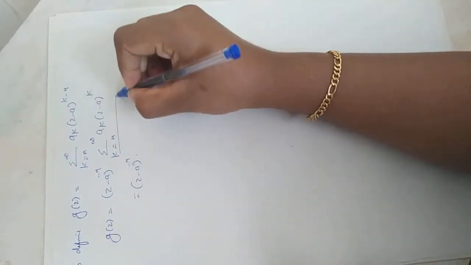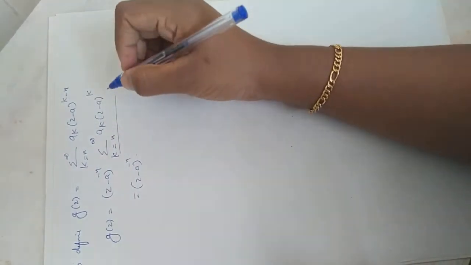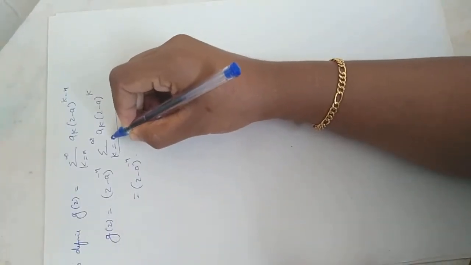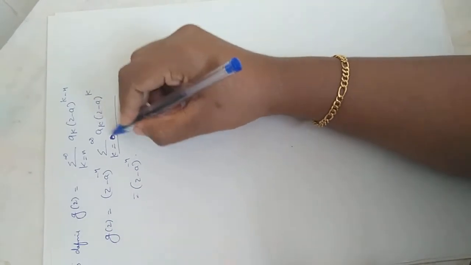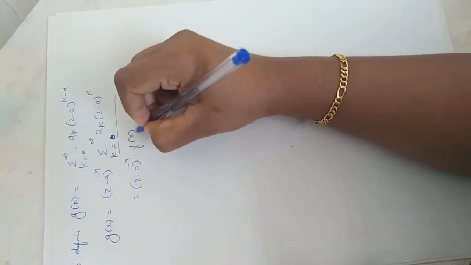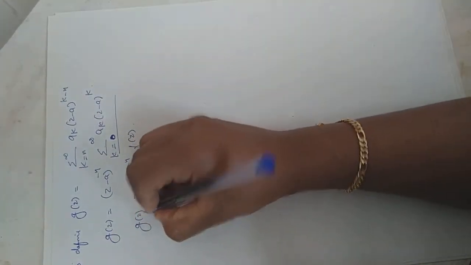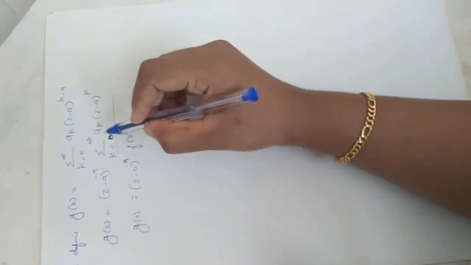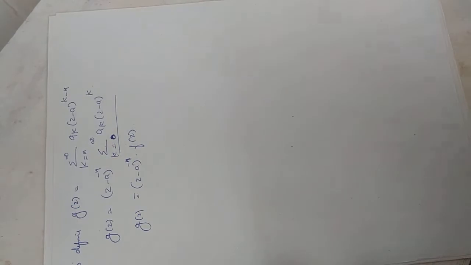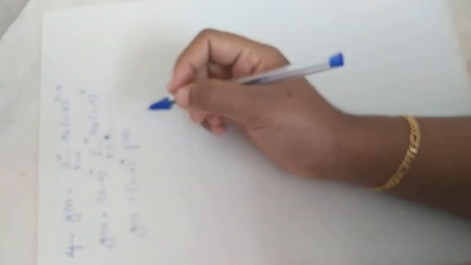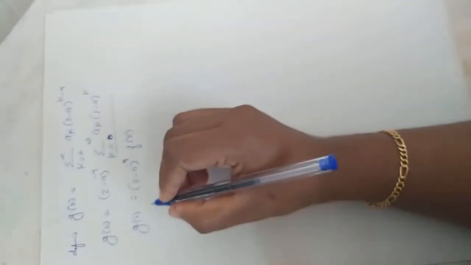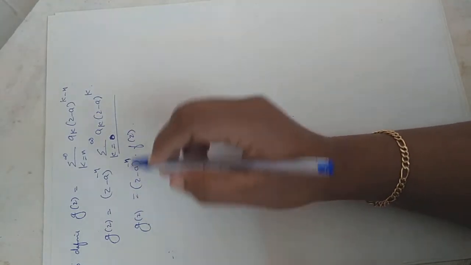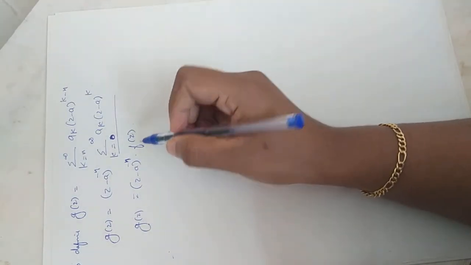What is this? Here I can write the sum from 0 to infinity, right? So this will be nothing but f(z). So g(z) can be written as (z − a)^{−n} times f(z). Therefore, we can say g is analytic because f(z) is an analytic function, right?